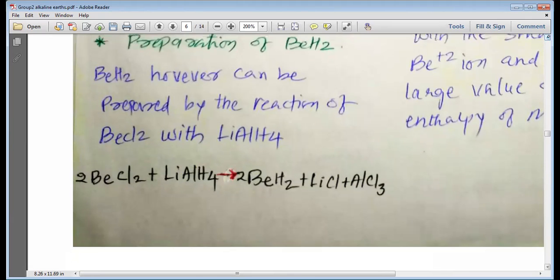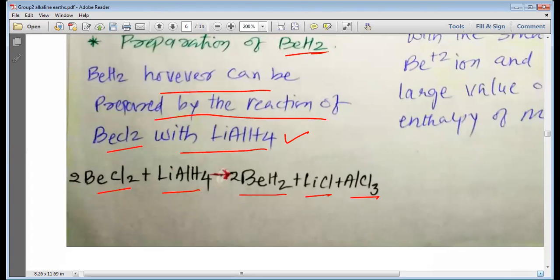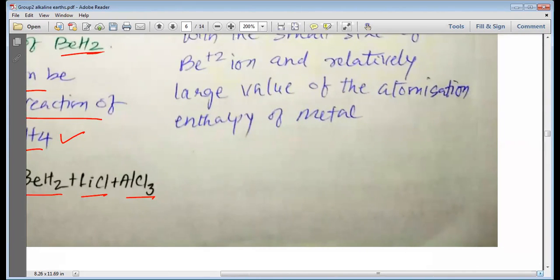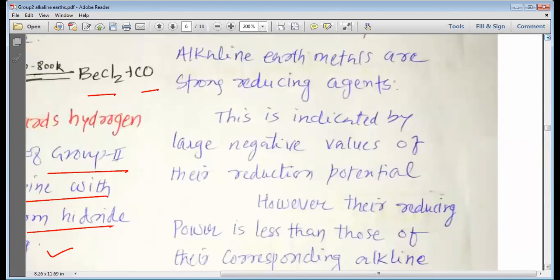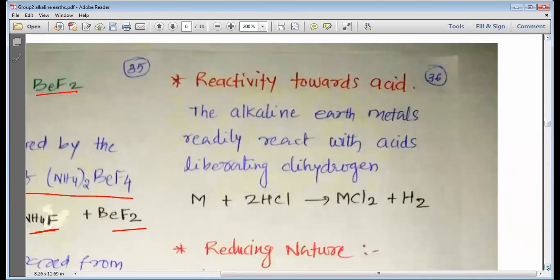Then how can we prepare BeH2? BeH2, however, can be prepared by the reaction of BeCl2 with LiAlH4. This LiAlH4 is known as lithium aluminum hydride, my dear students. So BeCl2, when it reacts with LiAlH4, gives 2BeH2, LiCl and AlCl3. Please remember these reactions. They are frequently asked in various exams. So preparation of BeH2, preparation of BeCl2 and preparation of BeF2 are questions that are frequently asked in various exams here and there.